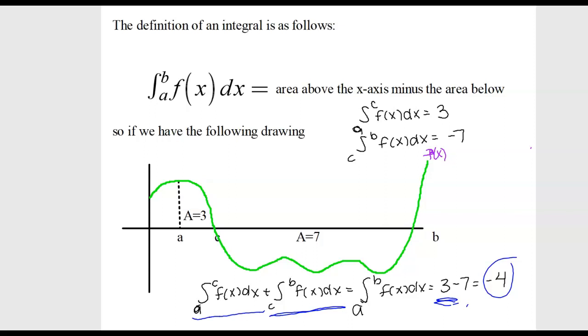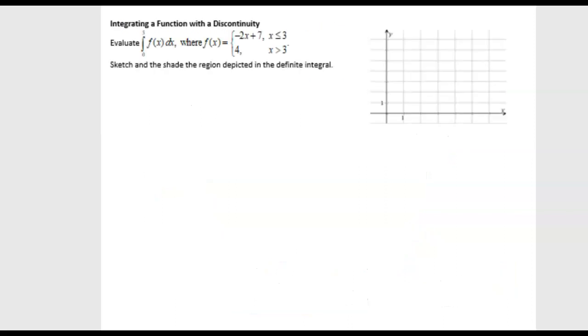Integrating a function with a discontinuity is different from dealing with a discontinuity for derivatives. If you're integrating a function with a discontinuity, you're simply going to break your integral into both parts.